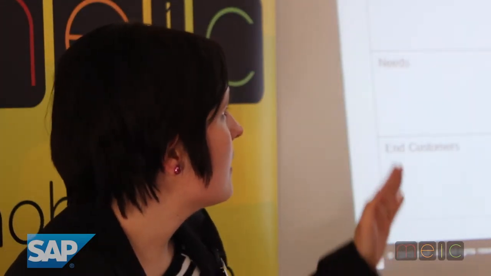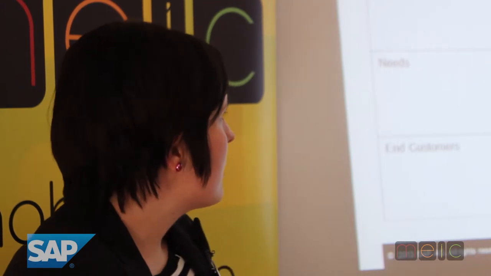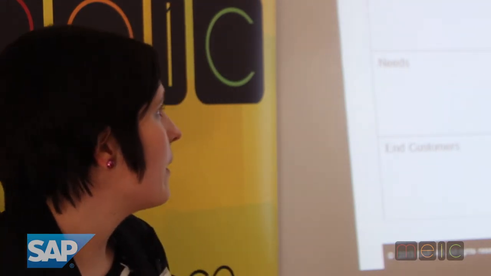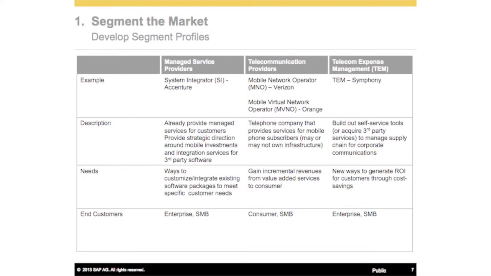We decided to segment based on these characteristics, and then what we did was we looked at what their needs were. So managed service providers needed a way to basically customize existing software packages to meet their customer needs. Telecommunication providers, they were looking for ways to get more value for their consumers or enterprise customers and basically build up incremental revenues. And what were telecom expense management folks looking for? Well, they were looking for ways to generate basically return on investment for their customers through cost savings, because telecom expense management folks are all about showing how their tools save money for their customers.